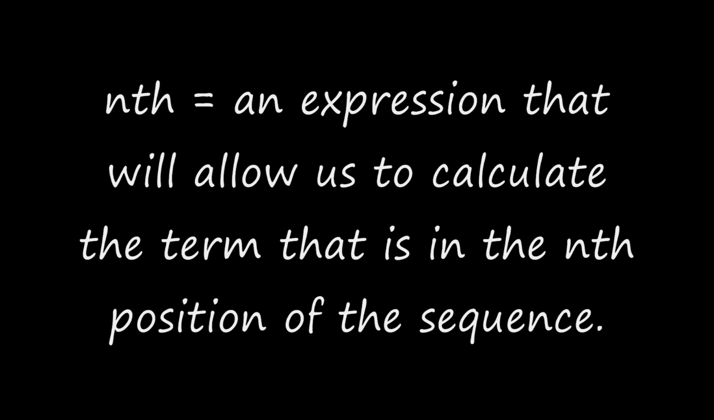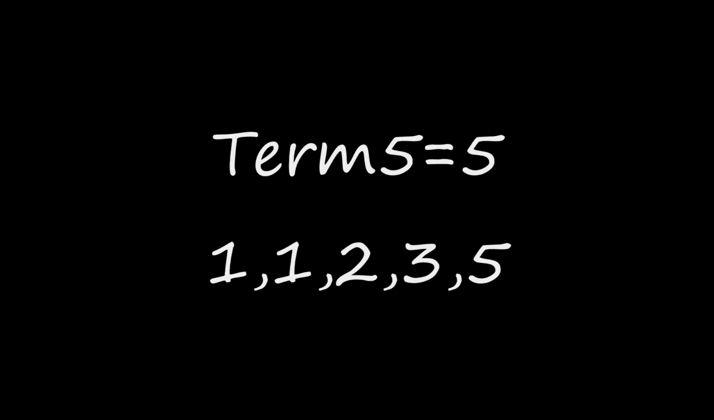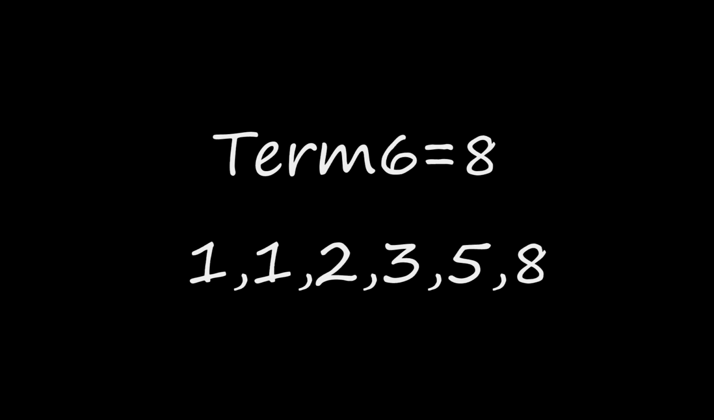By the nth term of a sequence, we mean an expression that will allow us to calculate the term that is in the nth position of the sequence. So as an example, in our sequence of Fibonacci, we have various terms or positions. Term 1 equals 1, term 2 equals 1, term 3 equals 2, term 4 equals 3, term 5 equals 5, and term 6 equals 8, etc. Binet's clever formula can be followed to work out the nth term of a sequence.